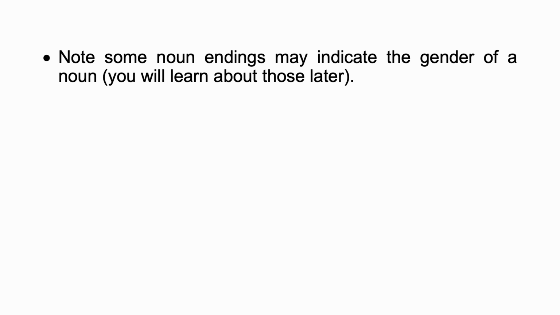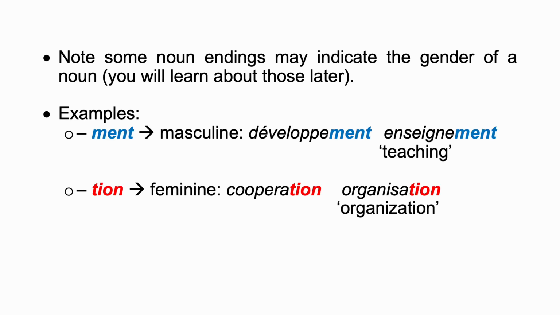Note, though, that some noun endings may indicate the gender of a noun, and you will learn about those later. For example, the ending ment indicates that the noun is masculine. Développement is therefore masculine, as well as enseignement, teaching. The ending tion indicates that the noun is feminine. For instance, coopération is feminine, as well as organisation, organization. But please note that this is not systematic.